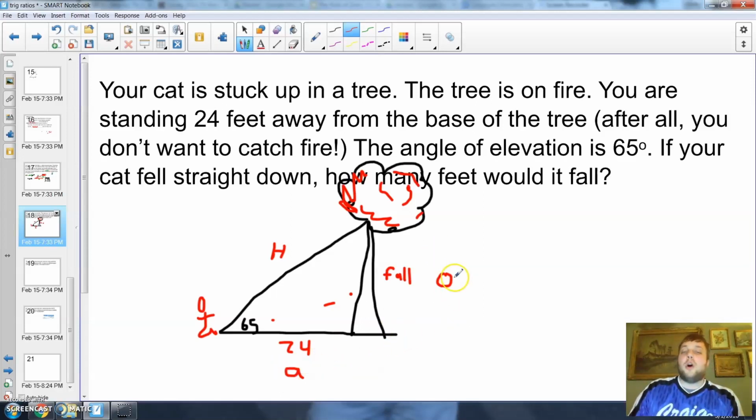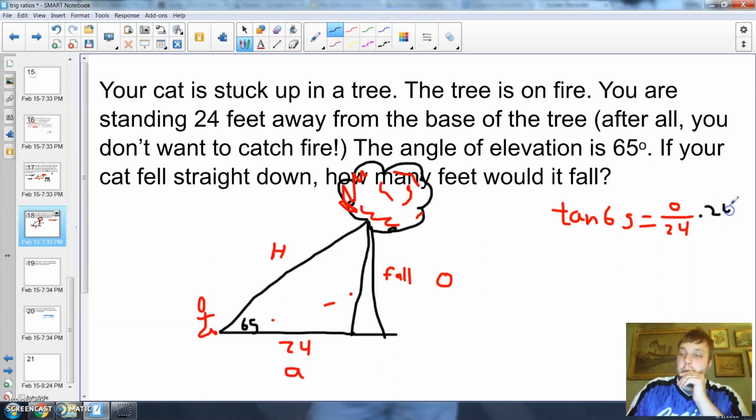So I'm using A and O. Which one's A and O? I believe that is tangent. Tangent is O over A. TOA. Alright, so I want to know the tan of 65. That should equal O over A, which is 24. So what is my opposite? Okay, well, once again, how do I solve this? I'm going to multiply by 24.